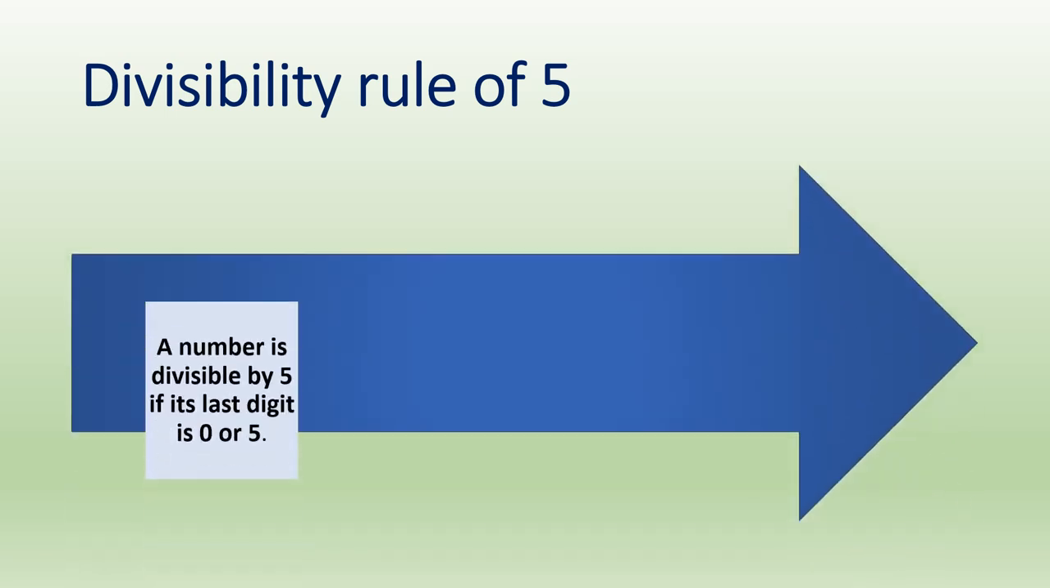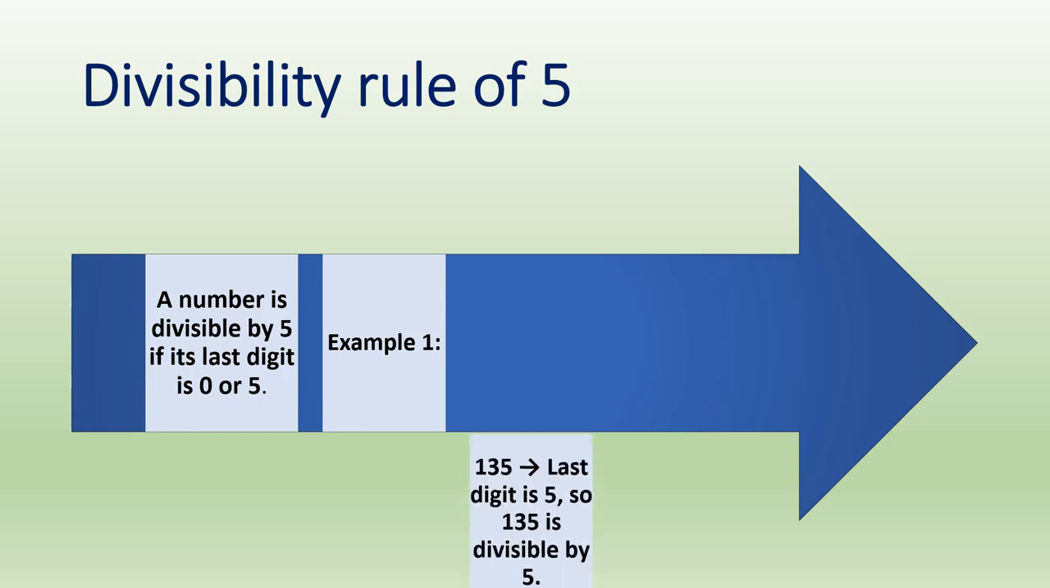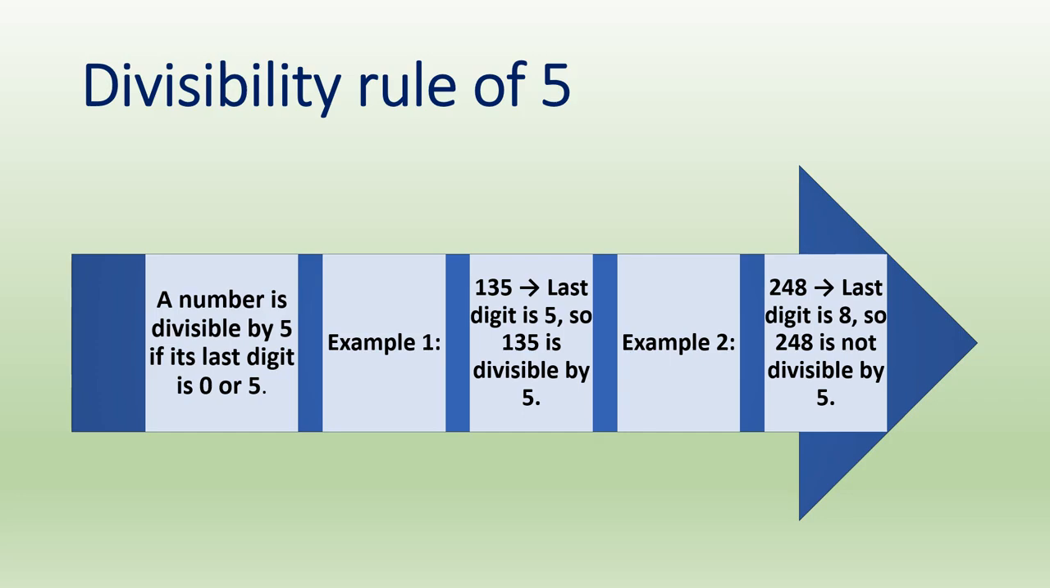Next, we have the divisibility rule of 5. A number is said to be divisible by 5 if its last digit is 0 or 5. So, simply we need to check whether the last digit of the given number is either 0 or 5. Then we can say that the given number is divisible by 5. An example is given here, 135. Here the last digit is 5. So 135 is divisible by 5. Another example, 248. The last digit is 8. So 248 is not divisible by 5.